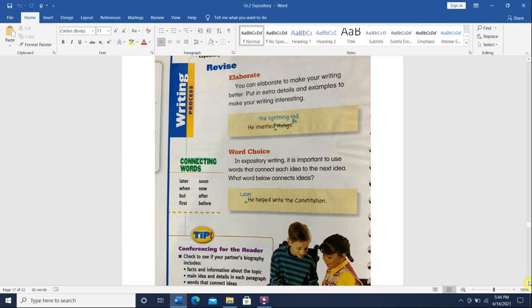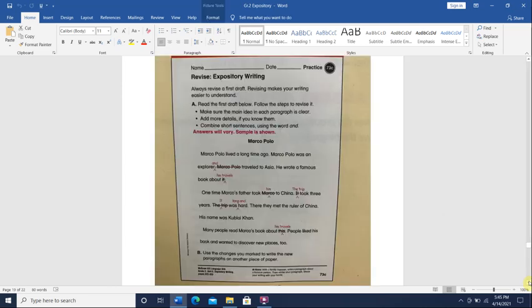Marco Polo is one of the most famous explorers, and we started making the story better. We started combining sentences, making the sentences shorter, and adding some words. For example, here we said Marco Polo lived a long time ago. Marco Polo was an explorer. Marco Polo traveled to Asia. He wrote a famous book about it.